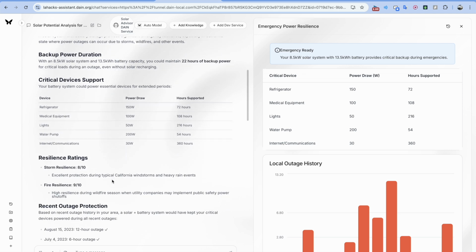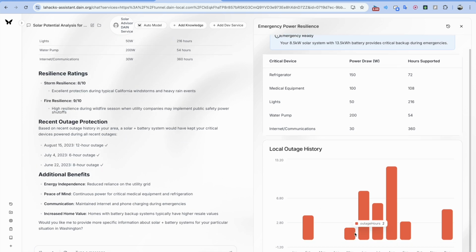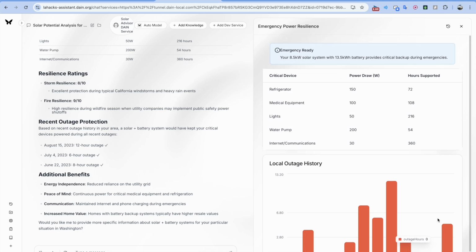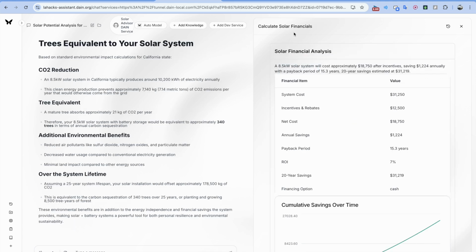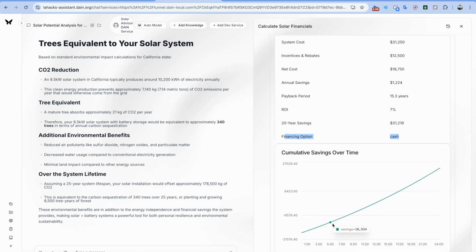So not only are we getting our device breakdowns of how much power they draw, but we're getting the storm resilience, the fire resilience, and historical data based on outages that have happened in the past. And of course, we're also seeing the power draws of critical devices. So this is important data for us to have for emergencies because this can help us navigate situations like the recent Los Angeles wildfires. So using GenAI, we have this financial analysis that comes up here that tells us our system cost, incentives and rebates, net cost, annual savings, payback period, ROI, 20-year savings, and the financing option that we may have. And over here we have a graph that tells us the savings that we'll have over time.